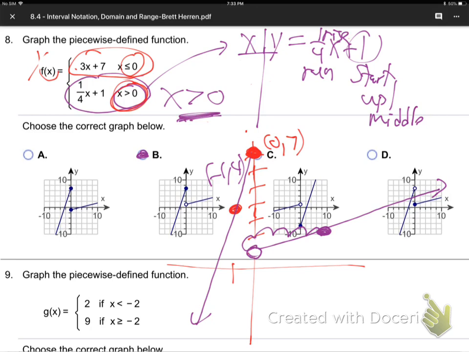Is that good? Now, I did those lines two different ways. I don't know if you noticed. For the left one, I made a table. I plugged in a couple points. For the right one, I just said, hey, let's just start at 1 and go to the right. Technically, you could do either. Both will work. But you don't want to be confused. Let me show you what I mean.